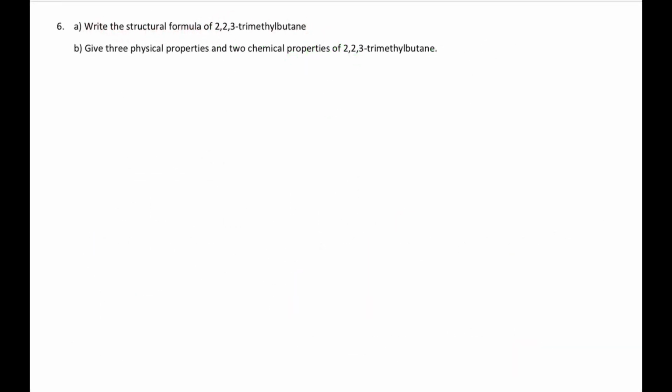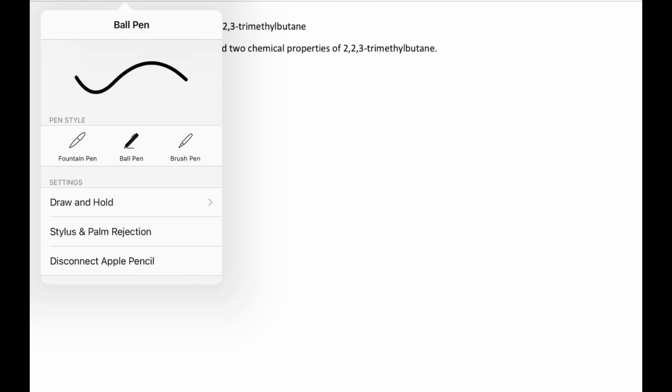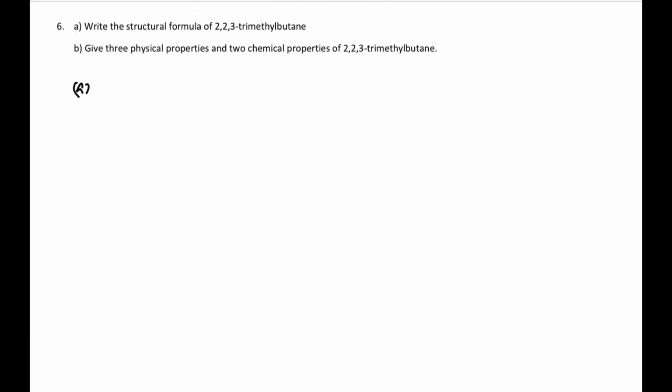Okay, number 6. Write the structural formula of 2,2,3-trimethyl butane and give 3 physical properties and 2 chemical properties of 2,2,3-trimethyl butane. So let's start. A. Let's draw 2,2,3-trimethyl butane. So the parent is butane. 1, 2, 3, 4. And then 2, 2, 3 trimethyl. We are done.